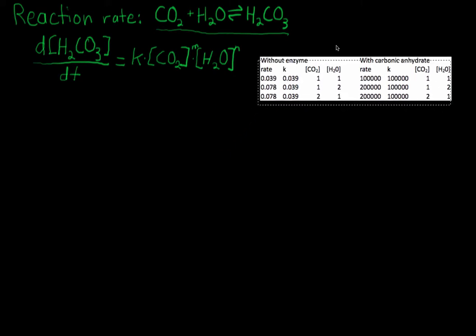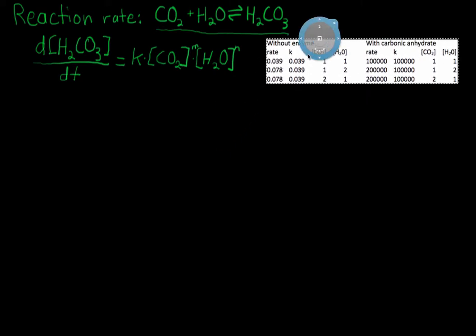So here is some data I have on the rate of formation of carbonic acid. And so we see here that we have a rate without an enzyme and a rate with the enzyme carbonic anhydrase. So we're going to need to look at some data on the rate of formation of carbonic acid along with the rate constant and concentrations of carbon dioxide and water.